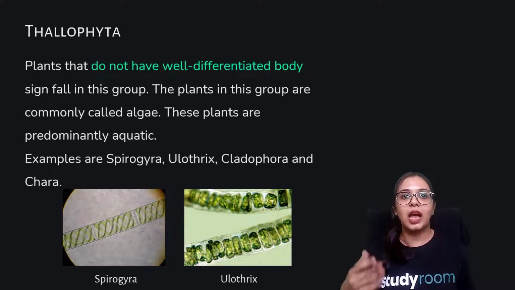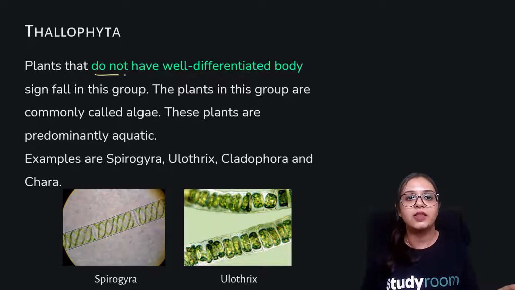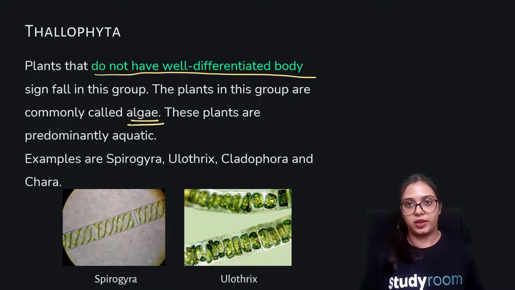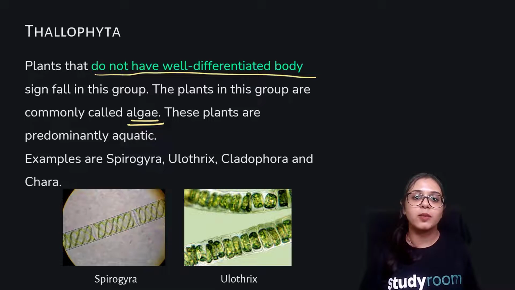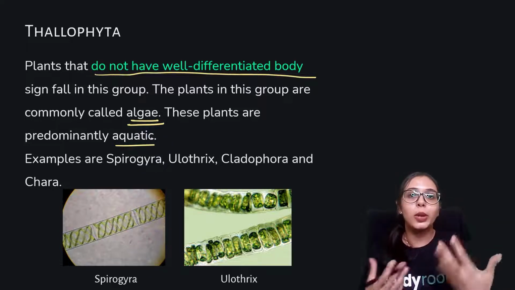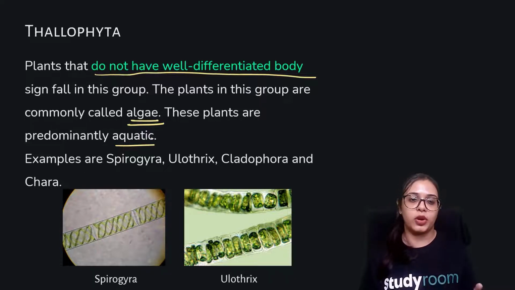Now you have the Thallophyta category. If you remember the first category, plants that do not have well differentiated body parts fall under this category. The plants in this group are commonly called algae. This is another name, so just remember this. These plants are predominantly aquatic. They do not dwell on land majorly; they majorly dwell in water bodies. Examples are Spirogyra, Ulothrix, Cladophora, and Chara.